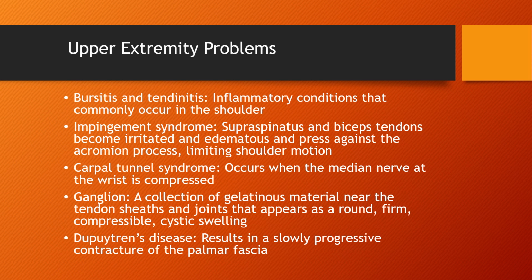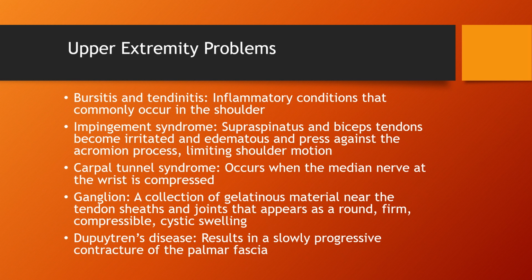Now we're going to talk about some of the upper extremity problems. Bursitis and tendinitis. These are inflammatory conditions that commonly occur in the shoulder. Impingement syndrome, supraspinatus and bicep tendons become irritated and edematous and press against the acromion process, limiting shoulder motion. Carpal tunnel syndrome occurs when the median nerve at the wrist is compressed.